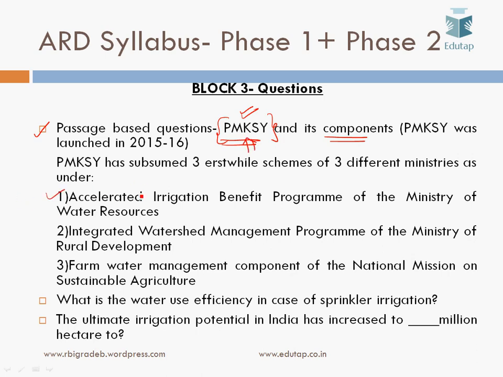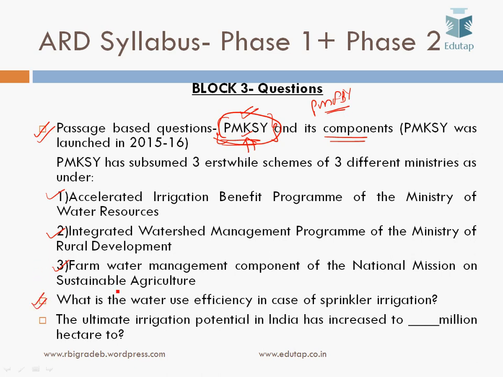One of them is AIBP, that is Accelerated Irrigation Benefits Program. Second is IWMP, that is Integrated Watershed Management Program, and third is the Farm Water Management component of NMSA, that is National Mission on Sustainable Agriculture. We don't know the exact questions that were asked, but what we know is that there was a passage on Pradhan Mantri Krishi Sinchai Yojana and its components, and there were around 2 to 3 questions based on this passage. So this Yojana is important. Pradhan Mantri Fasal Bima Yojana and Pradhan Mantri Krishi Sinchai Yojana are very important schemes.